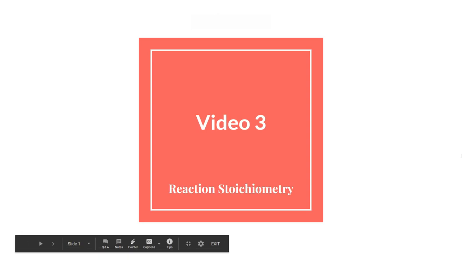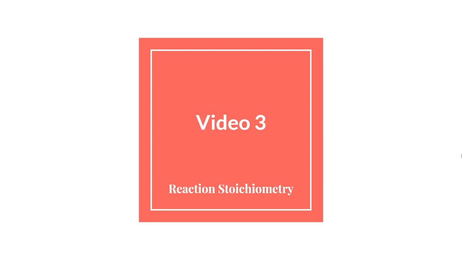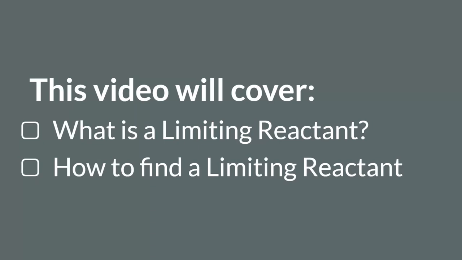Alright, this is video 3 of the Stoichiometry video series, and we are going to talk about something a little bit new today. This video is going to cover something called limiting reactants. We are going to learn what those are, and you're going to learn the steps to finding which reactant in an equation is going to be limiting.